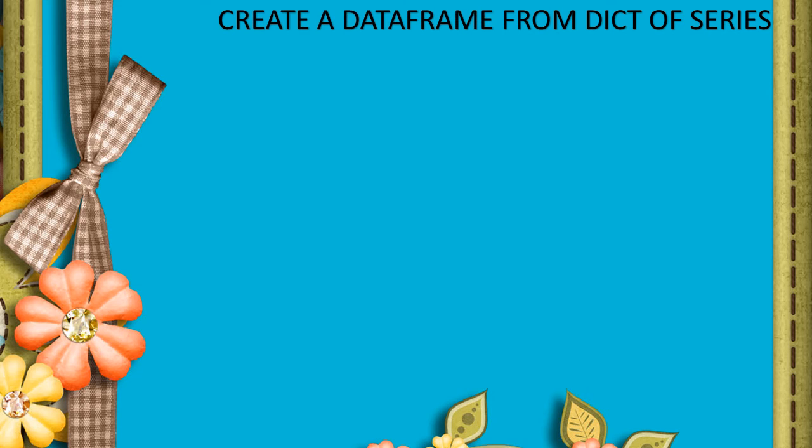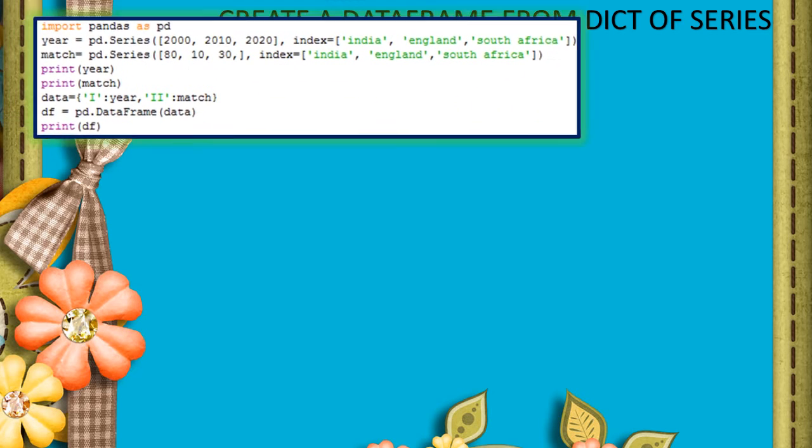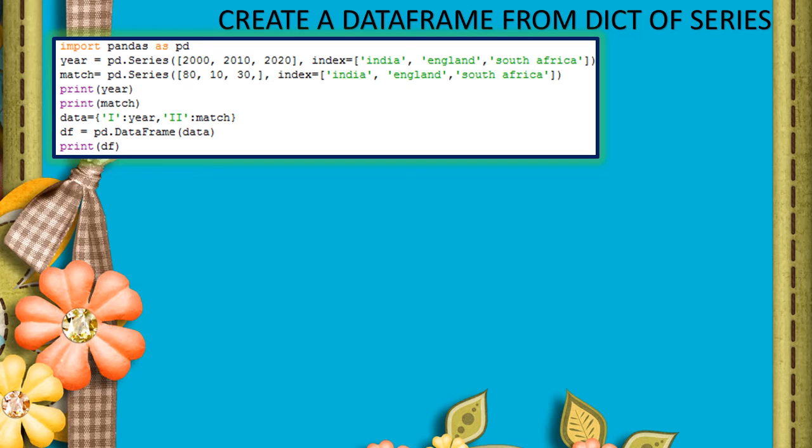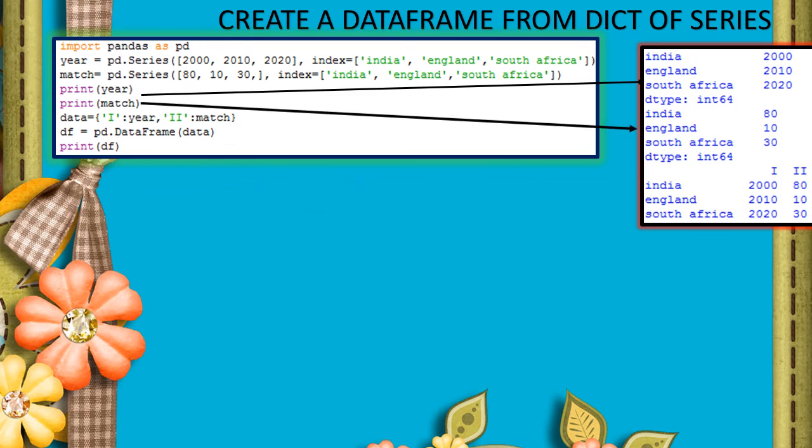And using the series also we can create the data frame. So series, a one-dimensional data structure, is used to create the single columns of data. So see here, year is one series object, match is another series object, and we are assigning the 2 series in the dictionary. First Roman letter key we assign the year series object, second Roman letter key we assign match series object. Now we are passing the dictionary to the data frame, and finally we get this result.